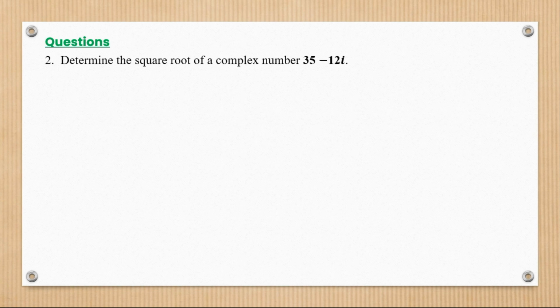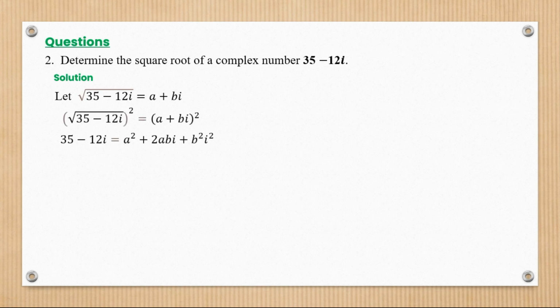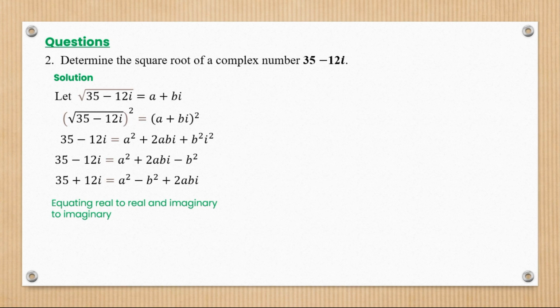So we're being asked to determine the square root of the complex number 35 minus 12i. So we're going to let the square root of 35 minus 12i also be equal to a plus bi, of which when we square both sides we end up with that. When we open brackets, that's what we end up with. As you can see, i squared is negative 1, so obviously we have a negative b squared. And then when we work that out, collecting the real and imaginary parts, we end up having that. So equating real and imaginary, we also end up having that.